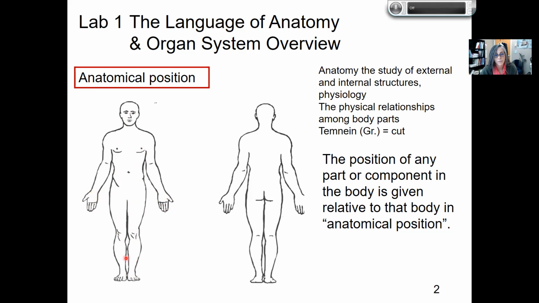And then, of course, look at your feet. Your feet are facing forward. They can be slightly apart, but anytime we make a reference to a body part, it's going to be in this position. And it's important to know that now.